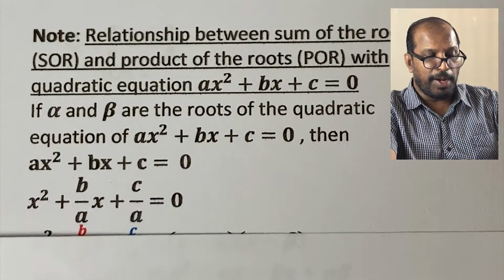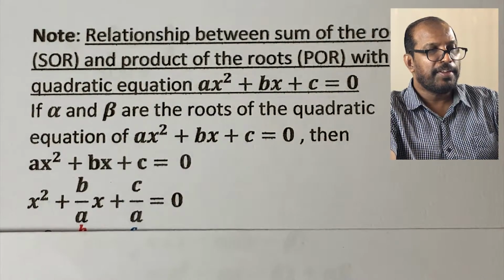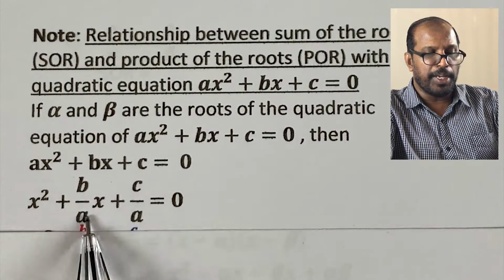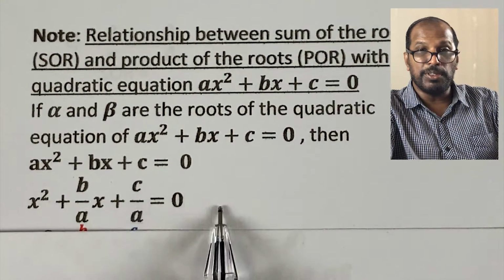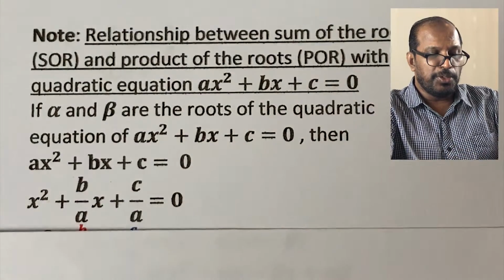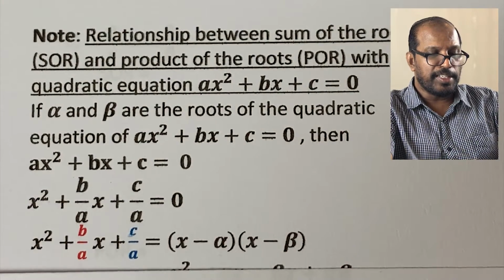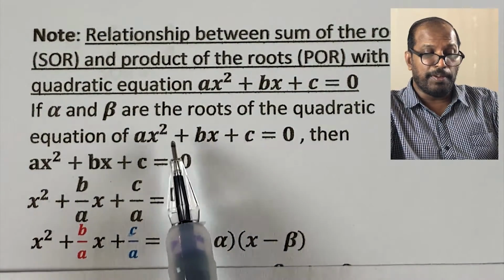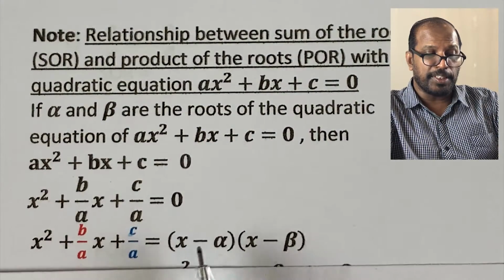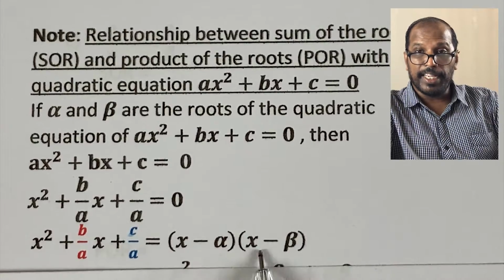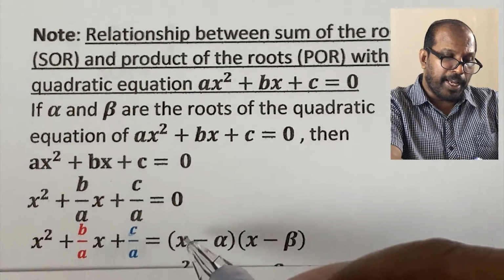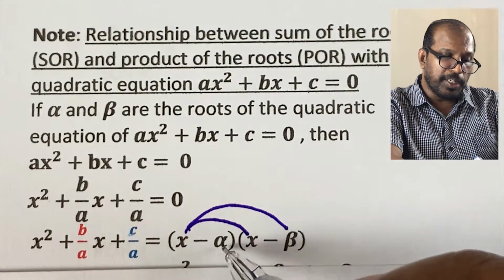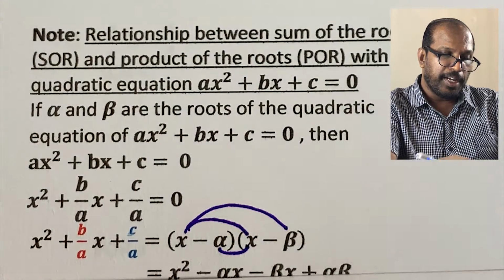Now divide everything by a. a divided by a is 1, so we get x squared plus b over a x plus c over a equivalent to 0. And since you know that alpha and beta are the roots, the quadratic equation can be written as (x minus alpha)(x minus beta). Now you open up. There's a 3-step expansion, 1, 2, and you open up.